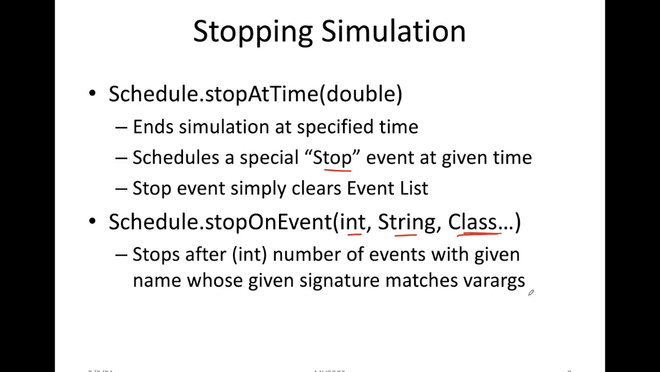So in other words, if I say stop after 10 renege events with a customer class, then it will stop after that many. There's no way for me to tell it to stop after customer number 30 reneges. There just isn't a way of doing that.